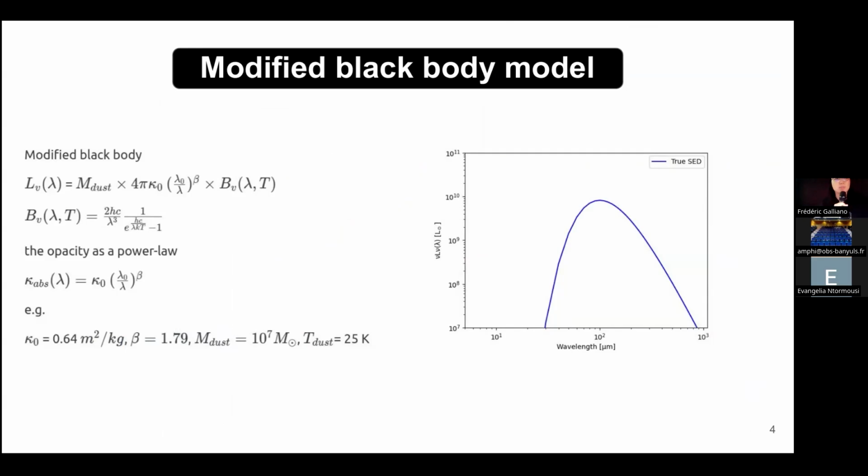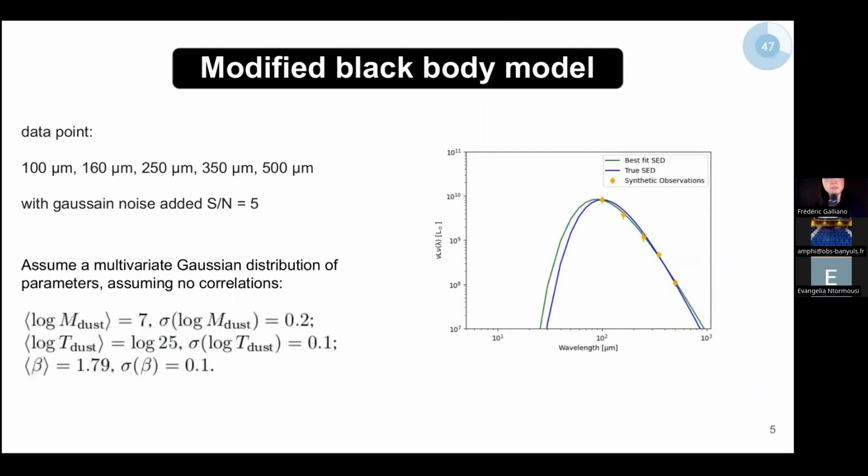Okay, so usually we use a modified blackbody spectrum to simulate the emission continuum of the dust. It's based on a blackbody spectrum, but with an opacity factor, and also we need to scale it according to the dust mass. So here you can see the shape of it with a given set of parameters.